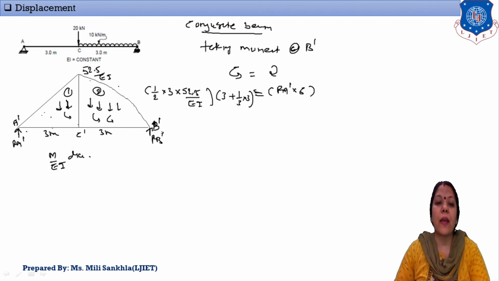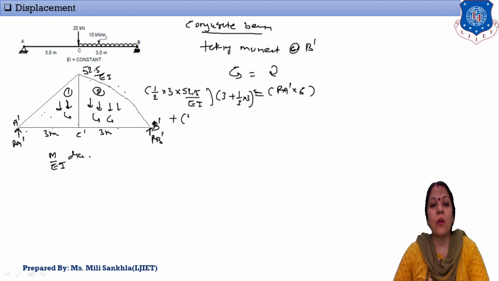Okay, now second, this 2/3 area. Outward parabola, we take area 2/3 into 3, height 52.5 by EI, and this is a quarter circle, and from this B point our CG is equal to 5/8 of 3. Mention here 2/3 into distance 3 and height is equal to 52.5 by EI and CG is equal to 5/8 of 3. Clear?